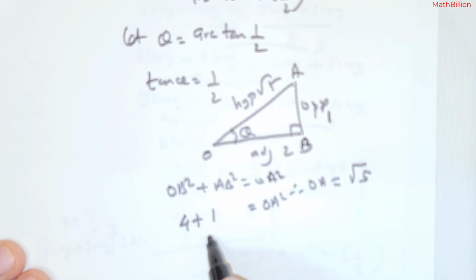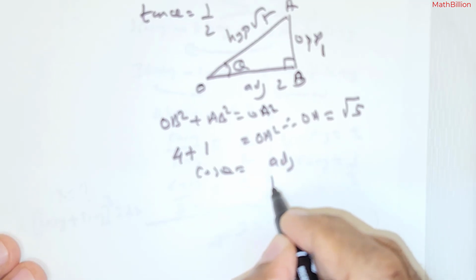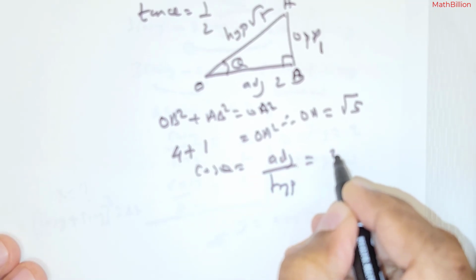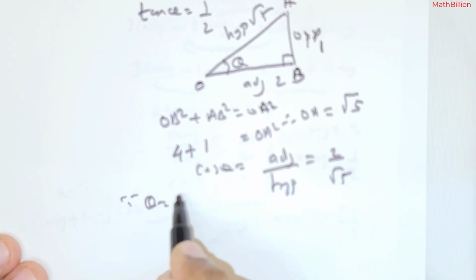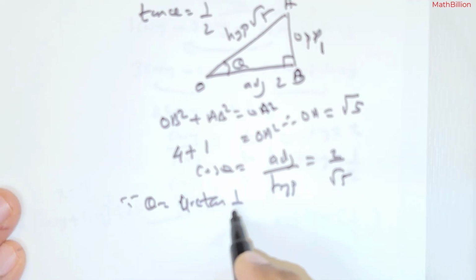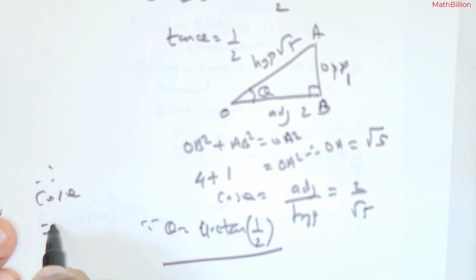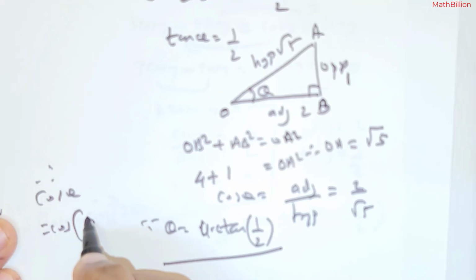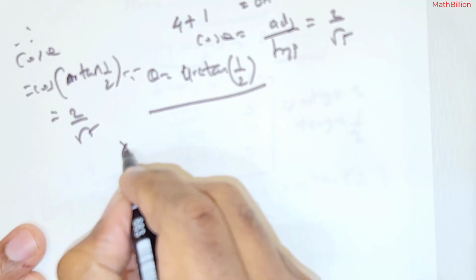Now this is theta. Now cos theta is adjacent side by hypotenuse. The adjacent side is 2. Hypotenuse is root 5. But what is theta? Theta is nothing but arc tan of 1 over 2. So therefore cos theta, which is cos of arc tan of 1 over 2, is equal to 2 over root 5. Now why did I do that?